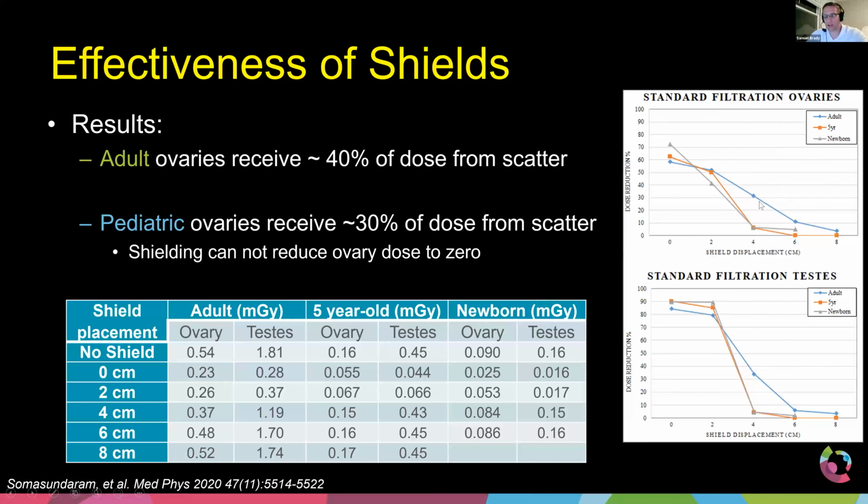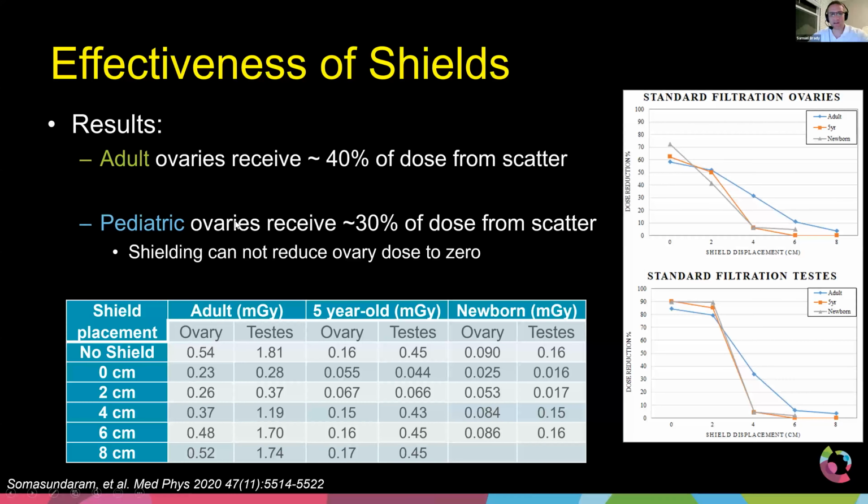Now, it's a little bit more gradual of a reduction on the ovaries, and that is just because there's a lot more scatter from the abdomen itself. There is a much more distinct shift for the testes. So if you offset the shield by only 2 centimeters over the testes, you're still getting about 90% dose reduction. But you go just another 4 centimeters, and you can see how it almost completely goes away. And that demonstrates how much the shielding affects the actual dose reduction because of the location of the testes being outside the body.